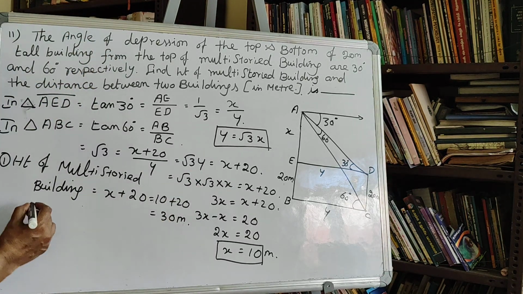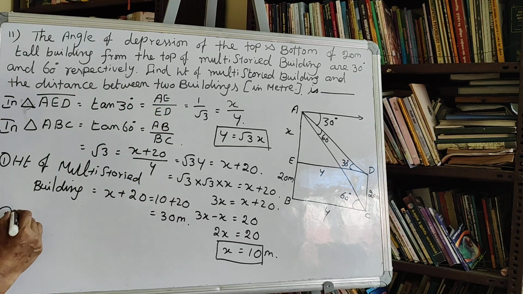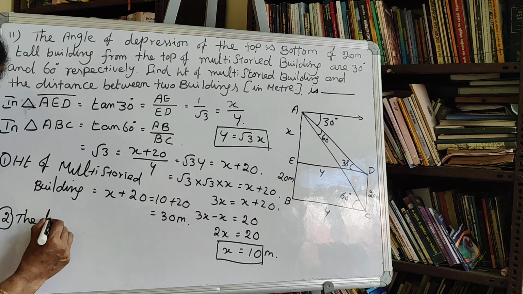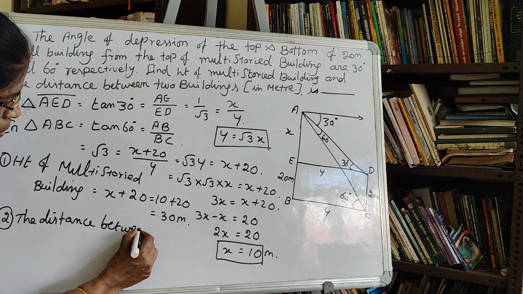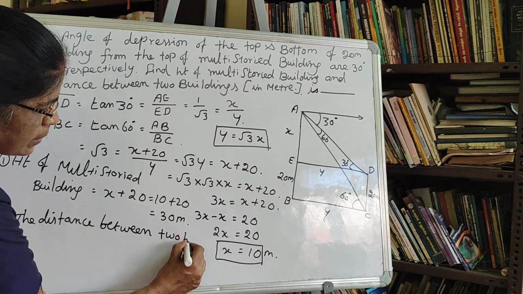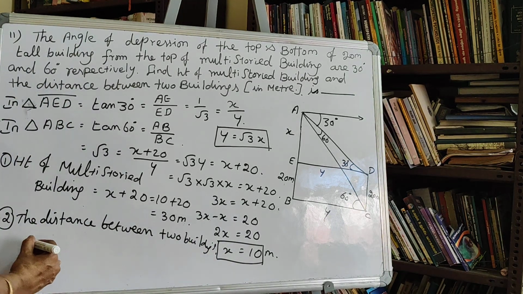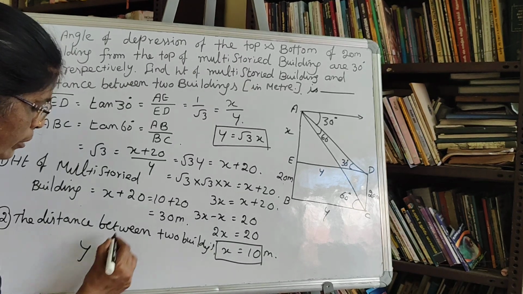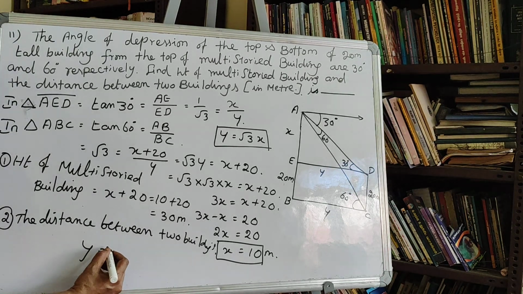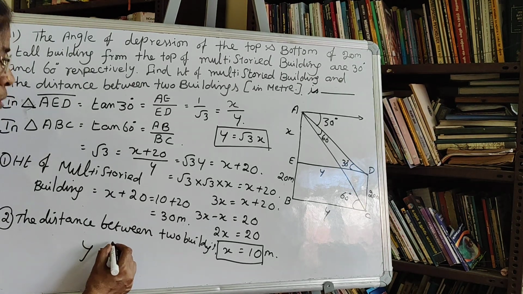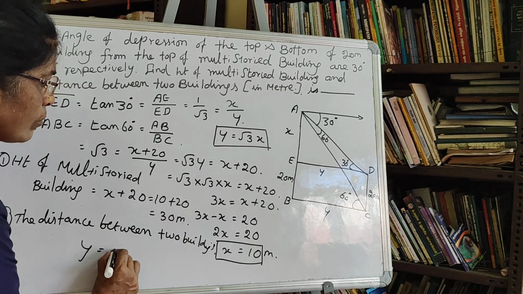Then the second question is the distance between two buildings. The distance between two buildings, Y equals 10 root 3. 10 meters answer. So 10 root 3.